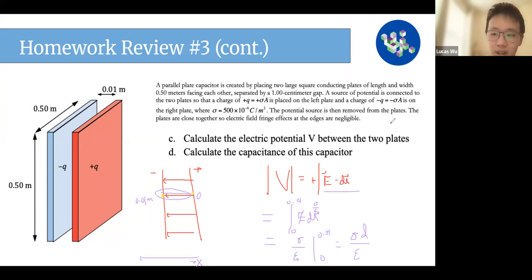And here our d would be 0.01 meters, and you just plug in what we have for sigma and the known constant epsilon 0. So that's our answer to part C. Now calculate the capacitance of this capacitor. Well, actually, let me clear some parts of the screen.